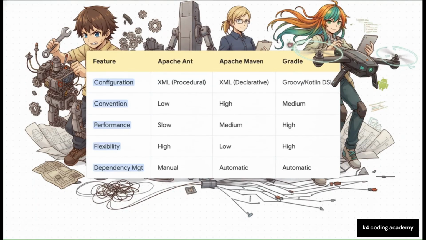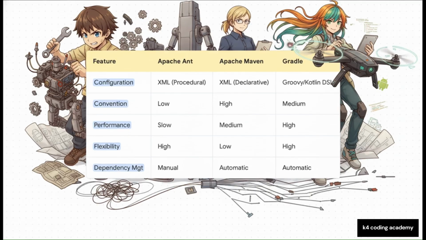And this table just lays it all out perfectly. Ant gives you that ultimate fine-grained control, but you have to do all the work yourself. Maven is fantastic for standardization, but it can feel really rigid if you need to do something unusual. And then there's Gradle, which strikes this amazing balance, giving you incredible performance and flexibility. The catch, that flexibility comes with a steeper learning curve, since you're basically programming your build.